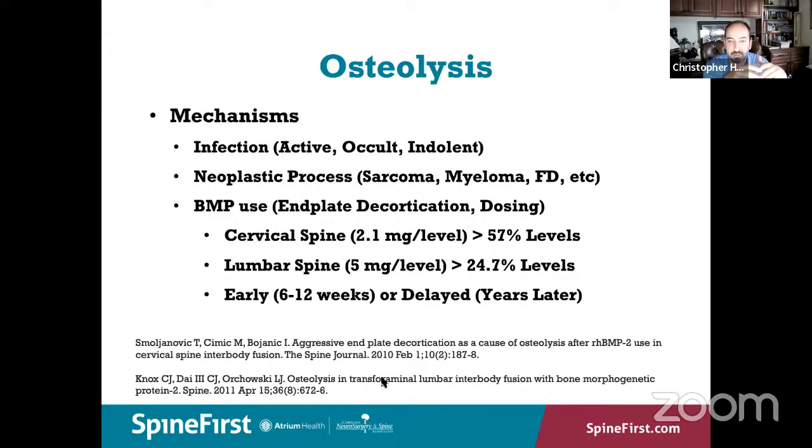Some of the early theories around BMP osteolysis was that its mechanism actually led to some bone resorption before it transitioned into bone formation. And some of the studies that I've cited here below looked at cervical spine with what I consider fairly high dosing, 2.1 milligrams per level, and they saw osteolysis and end plate resorption in about 57% of the levels treated. In the lumbar spine, studies have shown, again, very high BMP dosing, up to 5 milligrams within the interbody space, and looking at end plate resorption and osteolysis in about 25% of the levels treated. In some of these reports, it was very early on, and in others, it was a delayed effect where the osteolytic processes took place months or even years later.